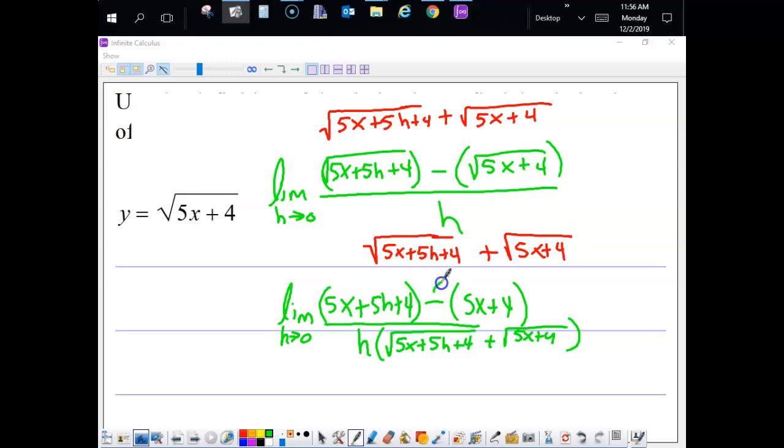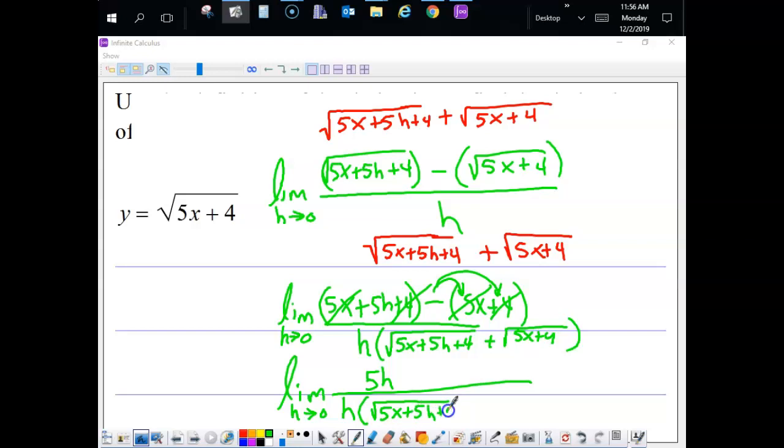Okay, now on the top here, I'm going to distribute this negative. That's going to cancel this 5x with this 5x and this 4 with this 4. And now I have 5h over h and then all this crazy stuff here. Okay, so the h's go away. And then we do direct substitution, which is going to make this go away. And so now I have the following.